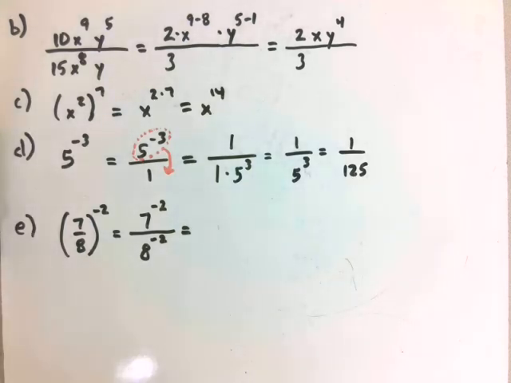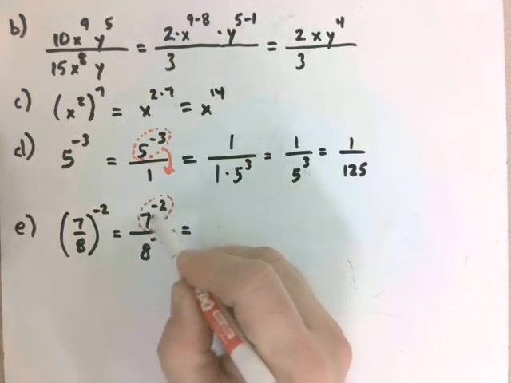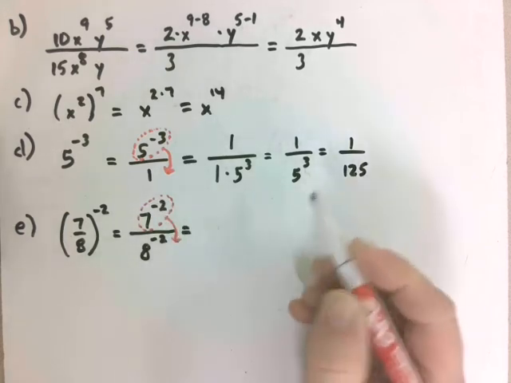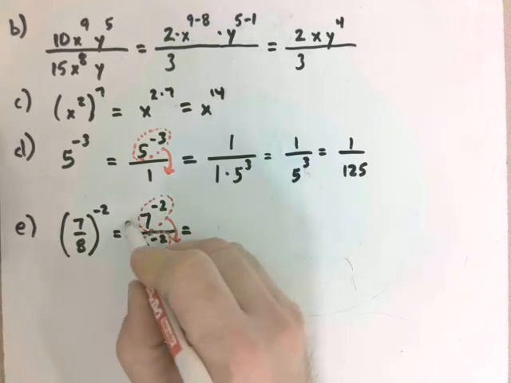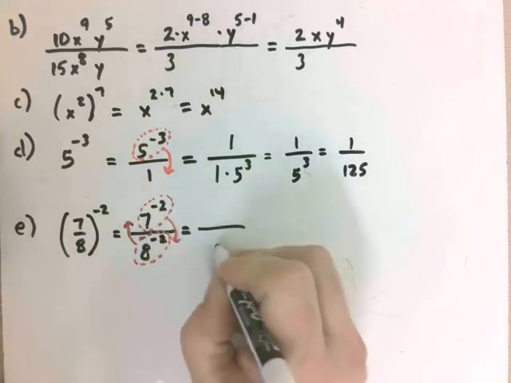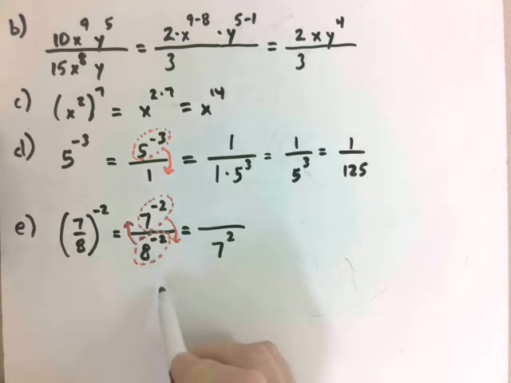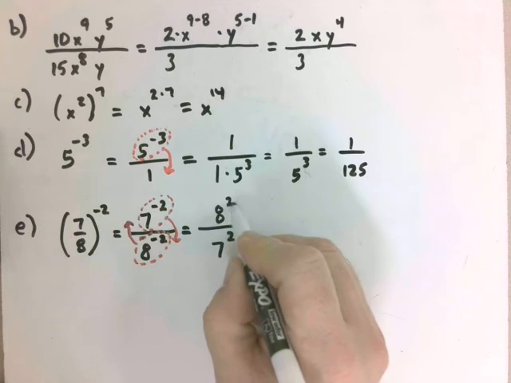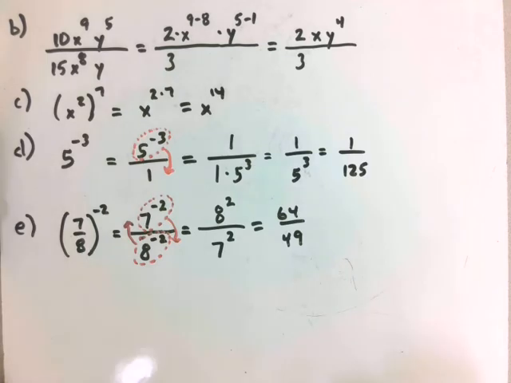In order for us to do our next step, we're going to need to move the base and the exponent on both of these. So the 7 raised to the negative 2 power, we're going to move from the top to the bottom. That will make that negative 2 positive. Same thing with the base and the exponent from the bottom. So 7 to the negative 2 becomes 7 squared by moving it from the top to the bottom. 8 to the negative 2 becomes 8 squared, moving that from the bottom to the top. That's going to give us 64 over 49 for our final answer. That's one way of handling that.